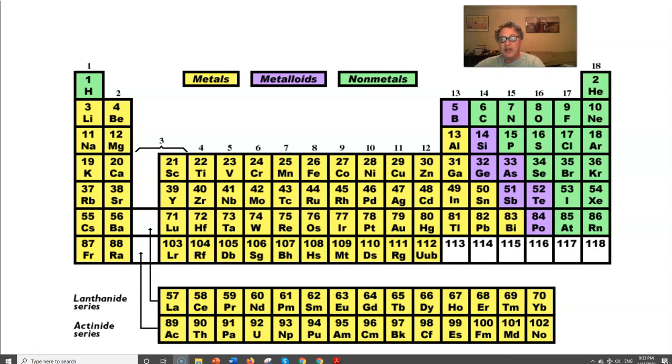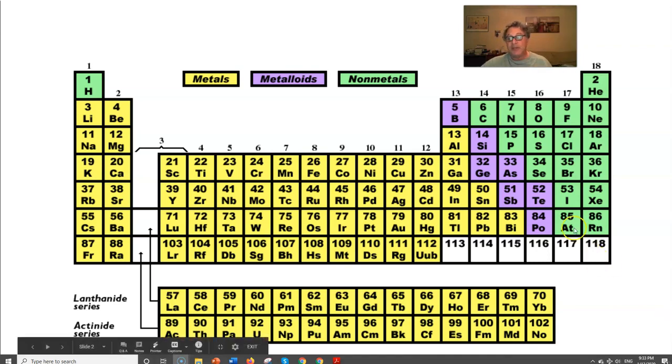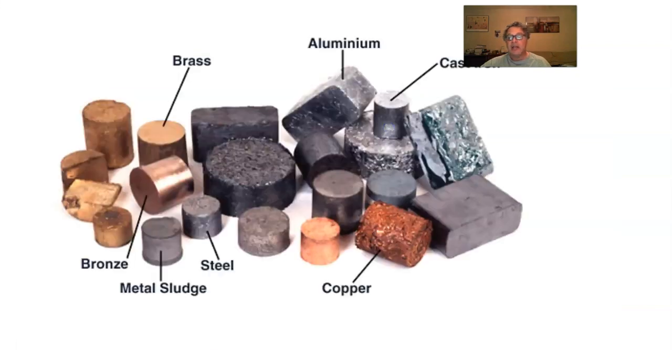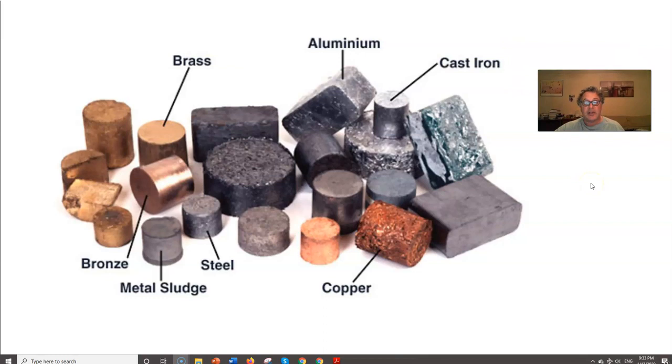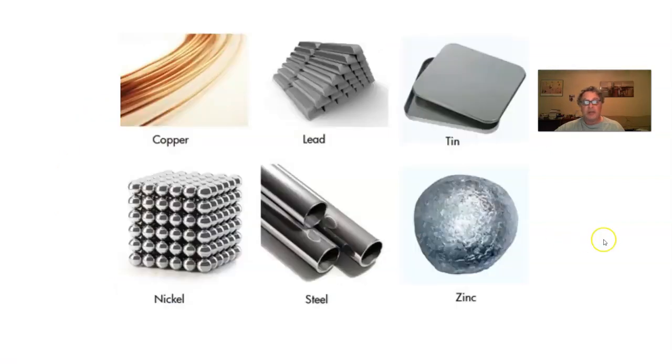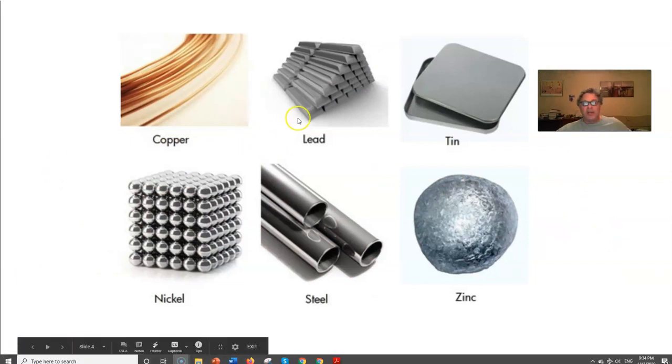And then, of course, we have these very special elements here. The metalloids have properties of both metals and nonmetals, silicon, semiconductor industry, right? But again, the vast majority of elements known to humanity in the universe are metals. And they look like this. Here's some iron, here's a block of aluminum, here's some brass, here's some steel, here's some copper, right? Here's some other metals. And we have copper, we have lead, we have tin, we have nickel, steel, zinc.